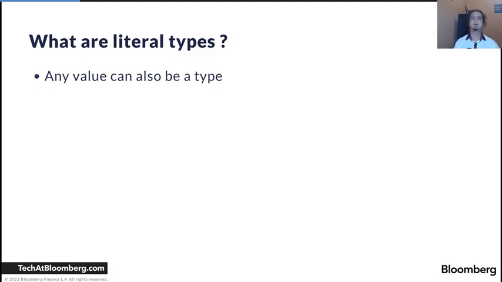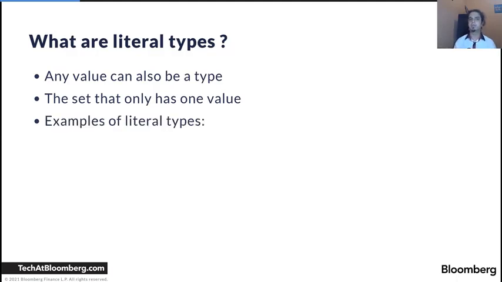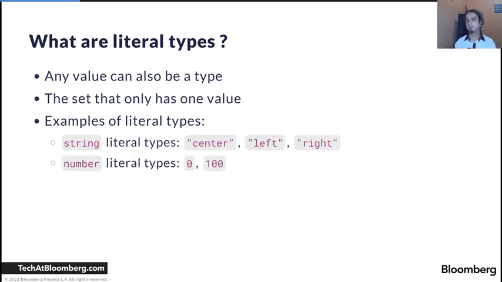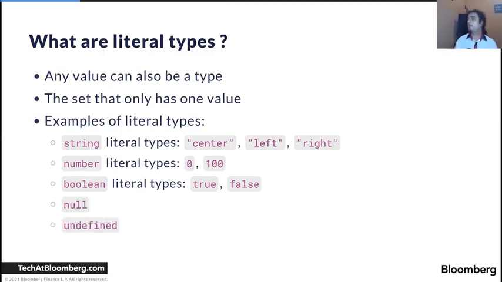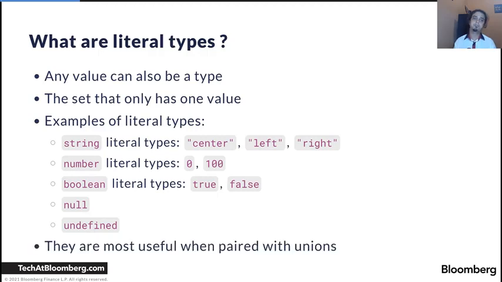So to recap, what are literal types? Well, in Typescript any value can also be a type, and this type represents the set of values that contain only one value, the value that originated this type. Example of string literal types. For example, we can have center, right, and these are string literal types, but we can also have number literal types. For example, 0 or 100, or Boolean literal types, which can only be true or false. And we can have the null literal type and the undefined literal type. Now these are most useful when we pair them with unions.